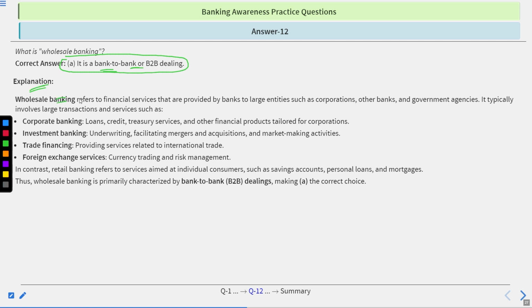Explanation. Wholesale banking refers to the financial services provided by a bank to large entities such as corporations, other banks, and government agencies. It typically involves larger transactions and services. First is corporate banking: loans, credit, treasury services, and other financial products tailored for corporations. Investment banking: underwriting, facilitating mergers and acquisitions, and market making activities. Trade financing: providing services related to international trade. Foreign exchange services: currency trading and risk management. In contrast, retail banking refers to services aimed at individual consumers such as saving accounts, personal loans, and mortgages.